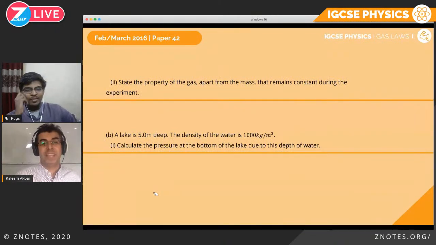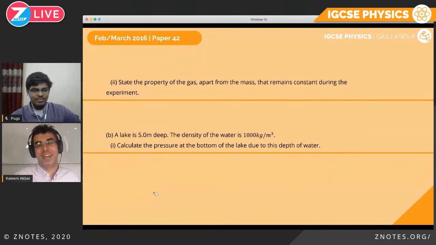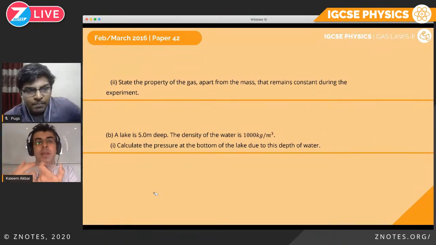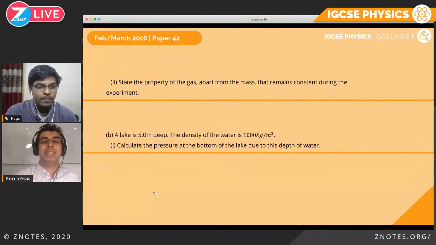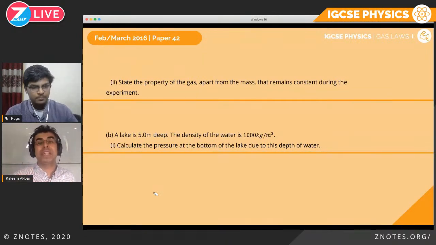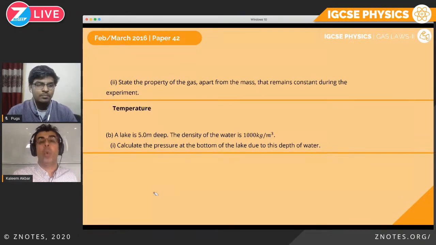State the property of the gas apart from the mass that remains constant during the experiment. The examiner's been a bit naughty there, right? Because a lot of students would say mass, especially when I've taught them over a period of time. We go, look, guys, whatever's in that pump, we don't increase the gas. We just leave it the same. But what will remain the same in Boyle's law? Remember, we did it earlier. Temperature. We're only ever going to change one variable at a time.